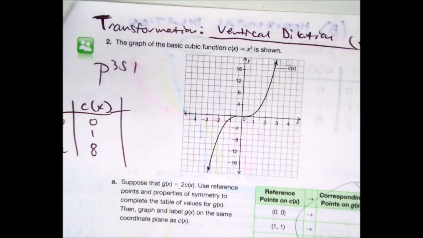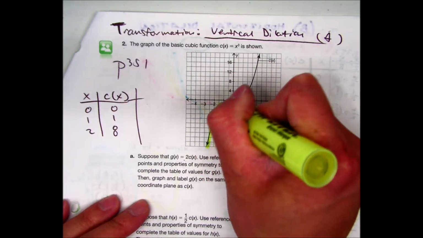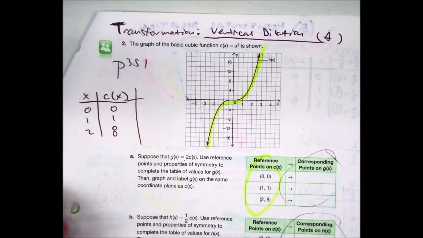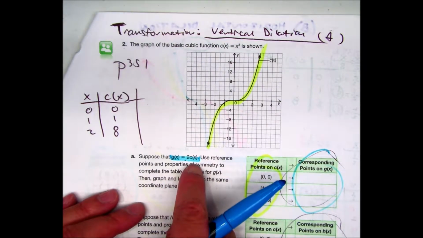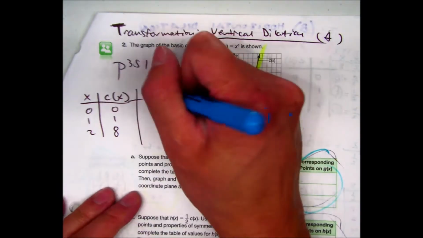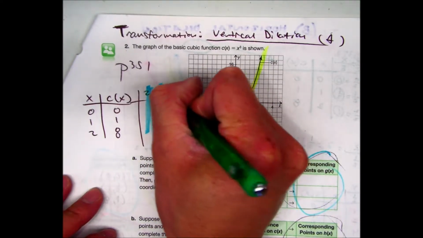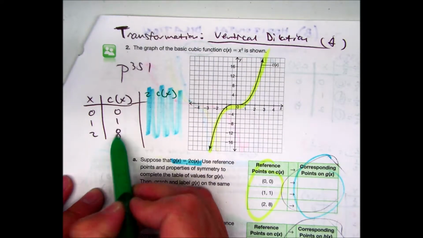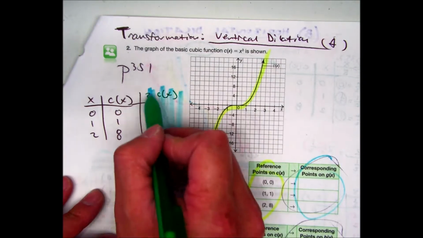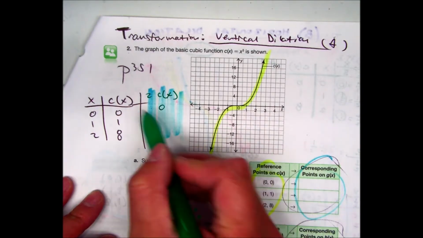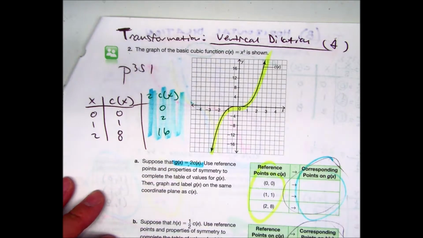Okay. So here's our original function in yellow. And then for our new one, this is g of x, 2 times whatever c of x is. Well, if it's 2 times c of x, I just have to take this row here and multiply it by 2. This is c of x, and I just need to multiply it by 2. So 2 times 0 is 0, 2 times 1 is 2, and 2 times 8 is 16.